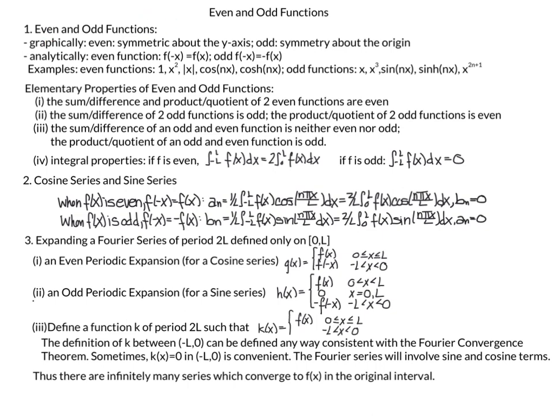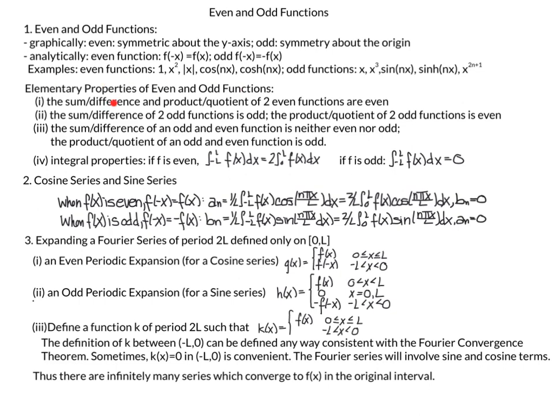We said graphically, an even function is symmetric about the y-axis, and an odd function is symmetric about the origin. Analytically, an even function means that f of negative x is equal to f of x, and for an odd function, f of negative x is equal to negative f of x. And we had some examples: cosine is an even function, and sine is an odd function.